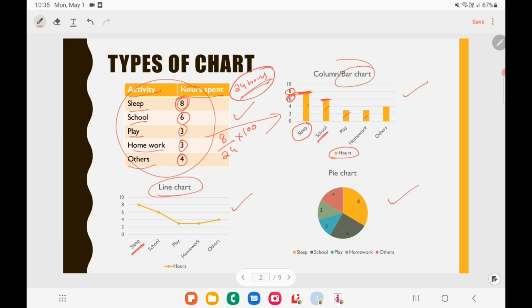So here sleep represents this point, that is 8 hours, school represents this point, which is 6 hours. So in this way you can do it. Now again it can also be represented as a pie chart. Okay, so here this 8 represents sleeping, this 6 represents school, this 3 represents play, this 3 represents homework, and this 4 represents others. So in this way the same data UPSC can ask in different representations.